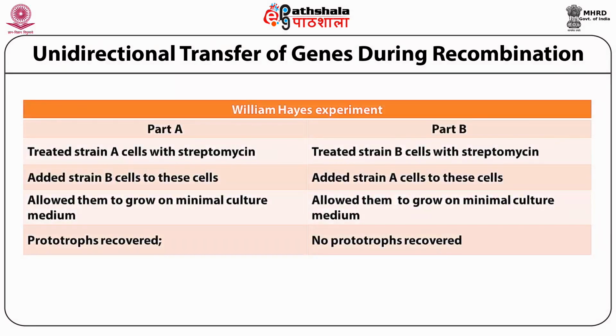To further understand the process of recombination, William Hayes conducted an experiment wherein he treated strain A cells with streptomycin and added these cells to the other strain and allowed the two to grow together on minimal culture medium. Prototrophs were recovered. But when the strain B cells were treated with streptomycin, mixed with strain A cells and allowed to grow on minimal culture medium, there was no recovery of prototrophs.